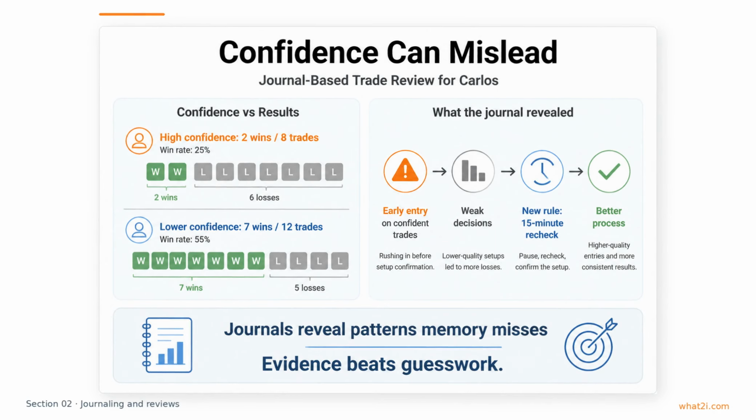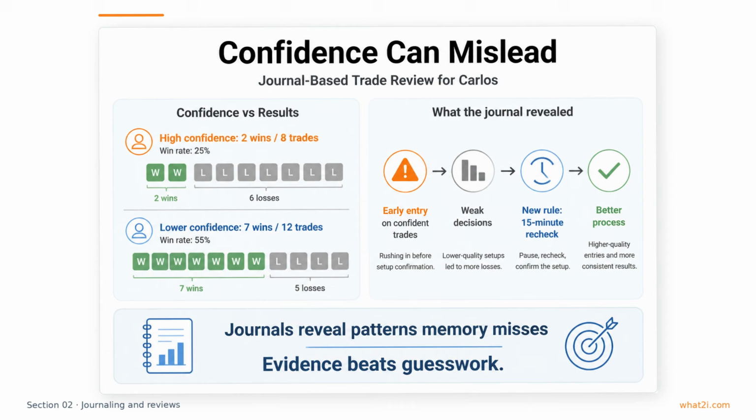Imagine a trader named Carlos reviewing 20 journaled trades. He notices that the trades he felt most confident about actually performed worse than the ones he entered with more caution. His high confidence trades won only 2 out of 8, while the lower confidence group won 7 out of 12. The journal shows that many of those confident trades were entered too early, before full confirmation arrived. That is a powerful insight because confidence felt helpful, but the data showed it was leading him into premature entries. Instead of changing his whole strategy, he added a 15-minute recheck rule to slow down the decision process.